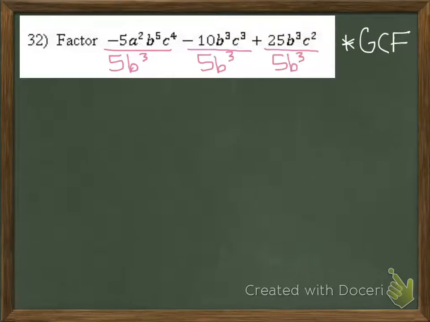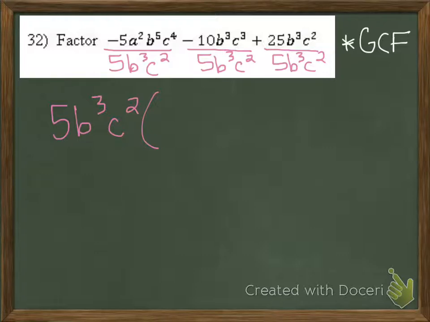And they all have c's. We can factor out c squared. We're basically looking at the letters that they have in common and focusing on the smallest exponent from each letter. We'll write 5b to the third c squared out front, where our greatest common factor goes. And then in parentheses, we'll write what we get after we divide each term by that greatest common factor.